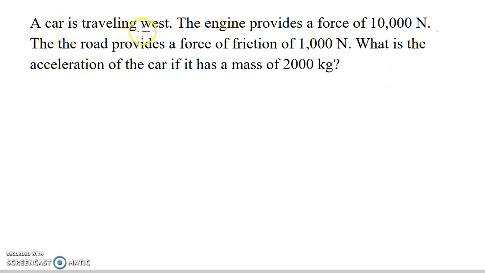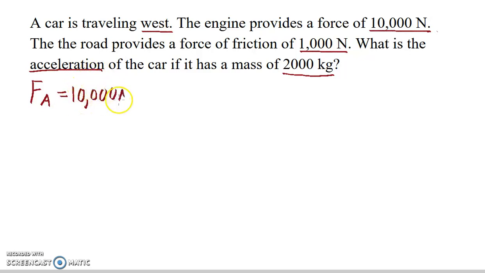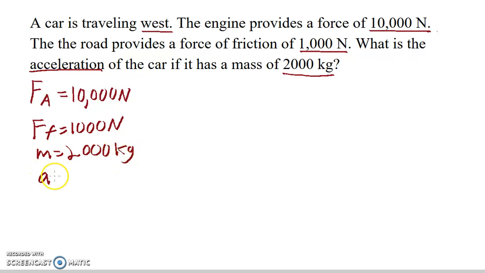We have a car traveling west. It has a force from the engine of 10,000 newtons, and then we have a force of friction of 1,000 newtons. It's asking what is the acceleration of the car if we know the mass is 2,000. So let's see what we have. We know the force from the engine, or the applied force, because that's really just a generic push or pull, is 10,000 newtons. We know there's a force of friction of 1,000 newtons. We know the mass is 2,000 kilograms. And we're looking for the acceleration. So these are the knowns, and this would be your unknown.